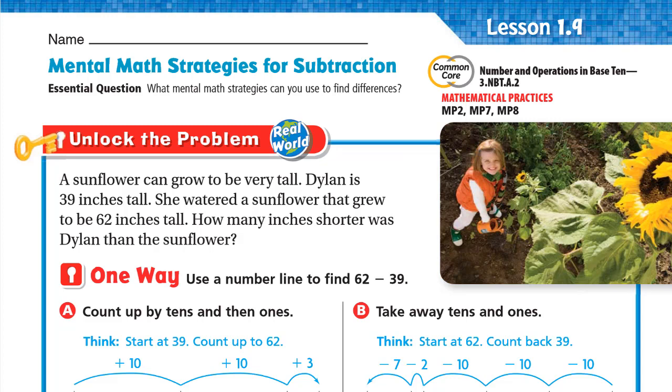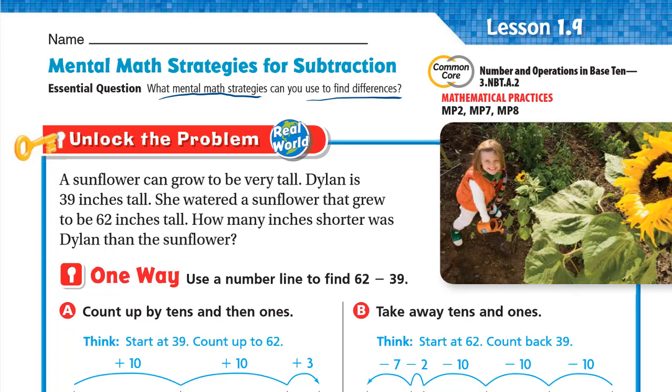So, we studied mental math strategies for addition, and we studied the place value strategy for addition. So, we'll do the same on subtraction. This lesson is mental math strategies for subtraction, and the next lesson will be about using the place value to subtract. So our essential question is, what mental math strategies can you use to find differences? Today we will learn some strategies that will help you to subtract.